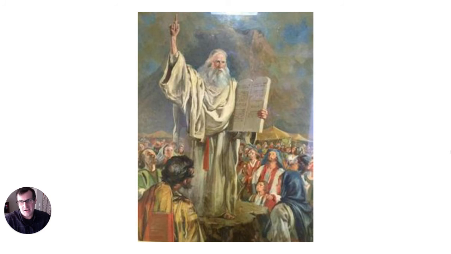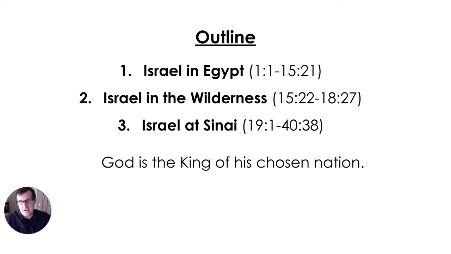On Mount Sinai, God meets with Moses and instructs him on God's law for Israel. The law is meant to shape the nation and show Israel what it means to be God's chosen nation in the midst of other nations. At Sinai, God is revealed as the king of his chosen nation. He is just and merciful.